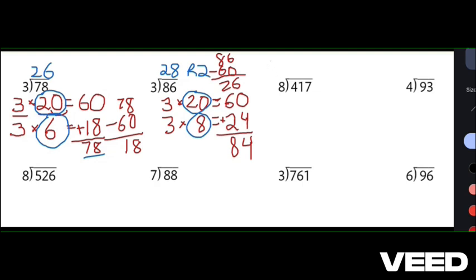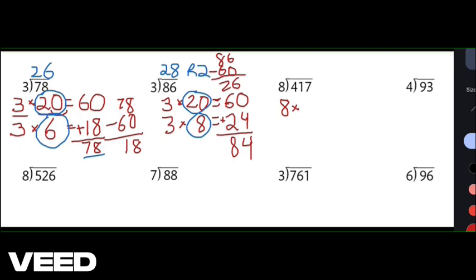Let's try one more, class. This time, we're doing 417 divided by 8. Well, let's think this through. 8 times what? We might want to start with a big number, because 8 can fit into 417 many times. One number that I'm thinking about is 400, because 8 times a certain number is 400.